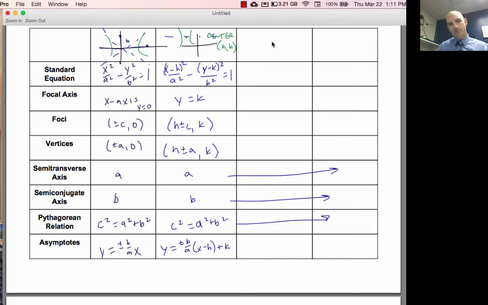The next two take into account the fact that this graph can also be oriented the other way. So now, as you'll notice, my transverse axis is no longer side to side. My transverse axis is up and down. It's vertical, which also means that my focal axis is vertical. And I'm kind of getting ahead of myself. But when this is the case, a and b stay the same. So a squared is on the bottom first, b squared is on the bottom second, and my x and my y are simply going to shift places.